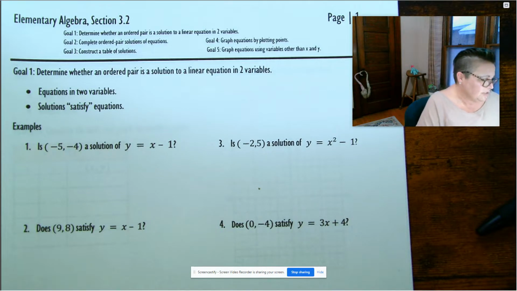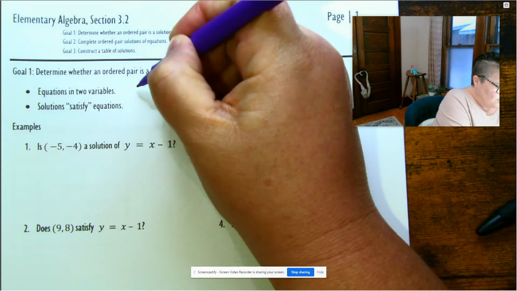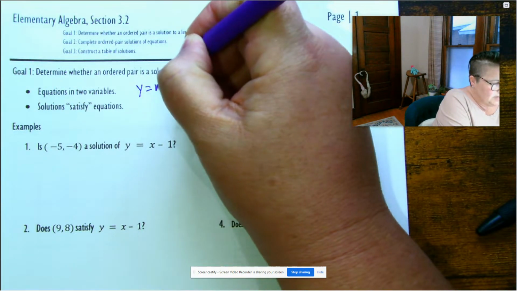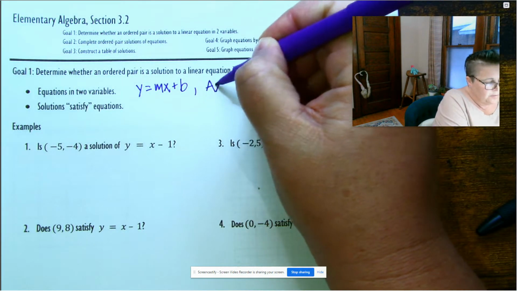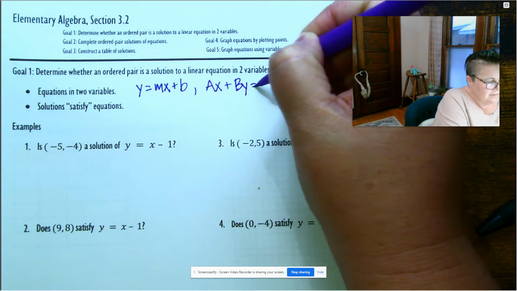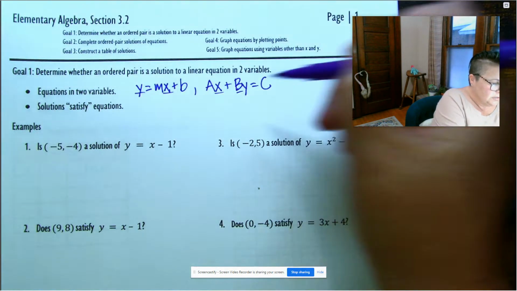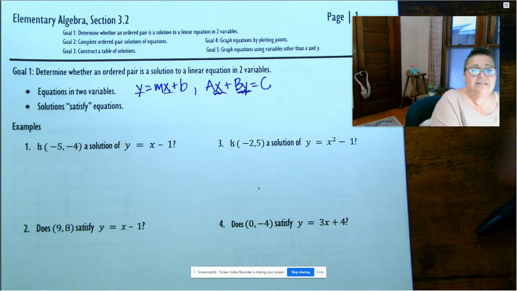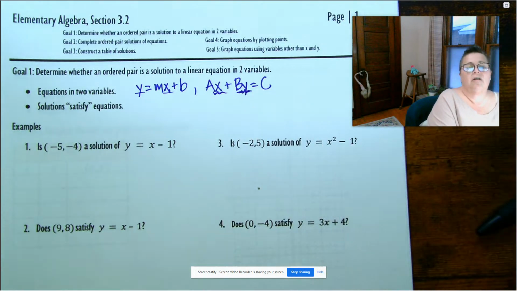So a linear equation is an equation in two variables, generally of the form y equals some number times x plus another number, or sometimes in the form ax plus by is equal to c. In both cases, you will find an x and a y in the equation, where m and b and a and b and c are all just meant to be some random number.